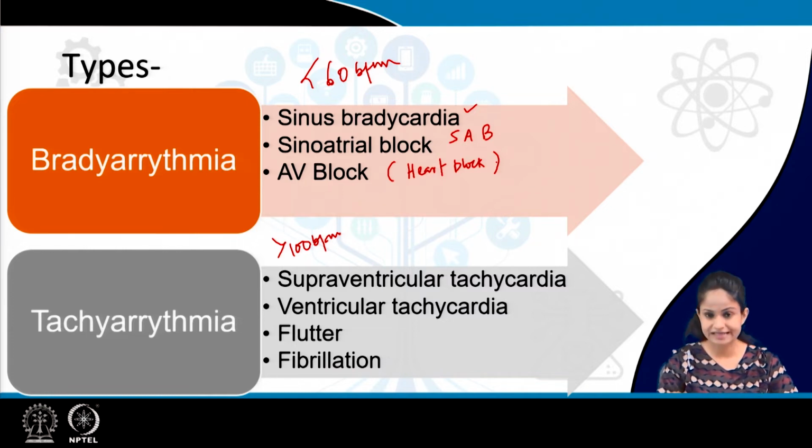If we come to the tachyarrhythmias, we have supraventricular tachycardia, ventricular tachycardia, flutters and fibrillations. Supraventricular tachycardia means any tachycardia which originates above the level of the ventricles. It can be the AV node, it can be the atria. Then we have ventricular tachycardia, then flutter, both atrial as well as ventricular, then fibrillations, both atrial as well as ventricular. The rates are different in each of these. Today we will discuss the bradyarrhythmias.